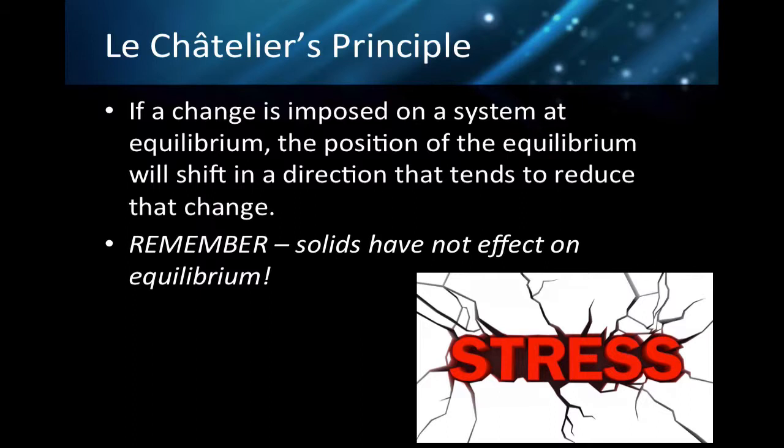This is just like what we were looking at in the lab that we did. We stressed the reaction in different ways, and we saw a color change that indicated which direction the reaction went in order to adjust to that stress that we imposed on it.